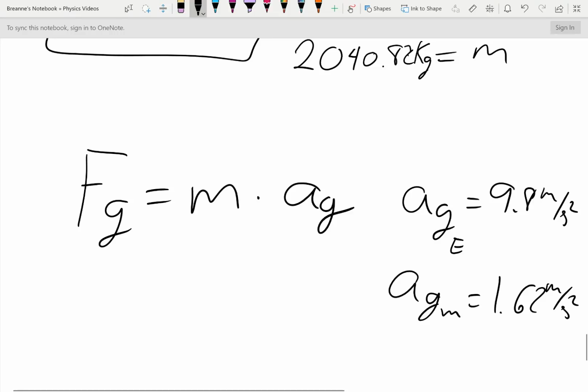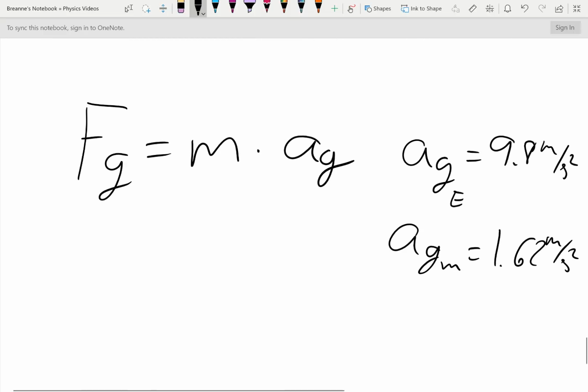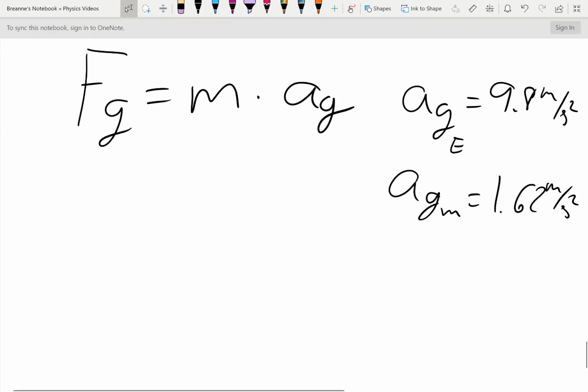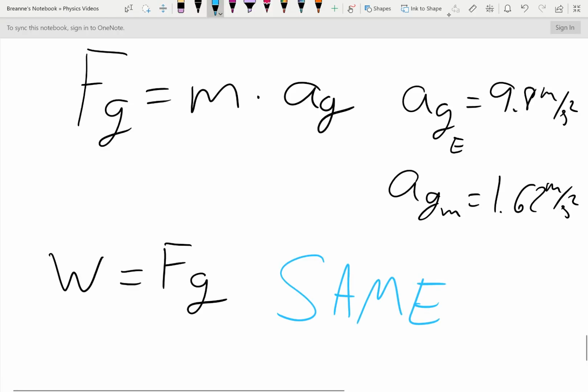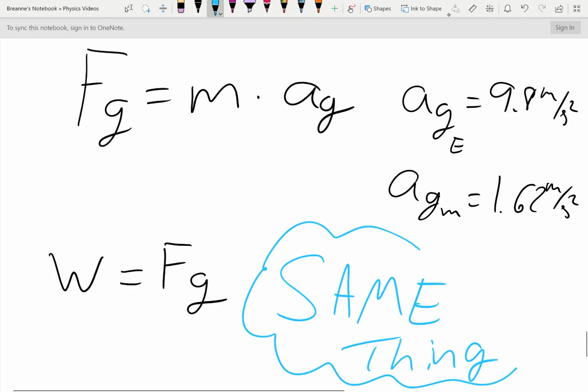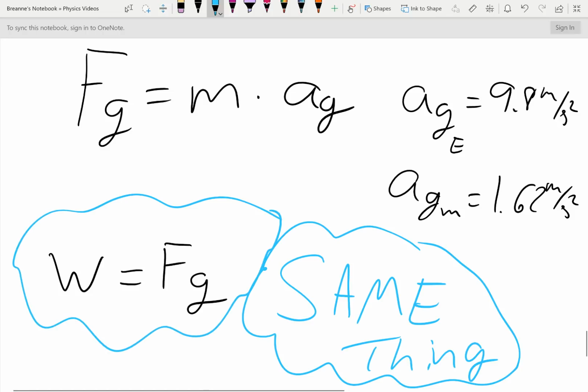If the problem doesn't state you're on a different planet, it is safe to assume that we're talking about Earth. But just make sure that if we're talking about different planets, you double check the acceleration due to gravity on that planet. And it also says, how do you calculate weight? So weight is the exact same thing as force of gravity. Weight and force of gravity are the same thing.